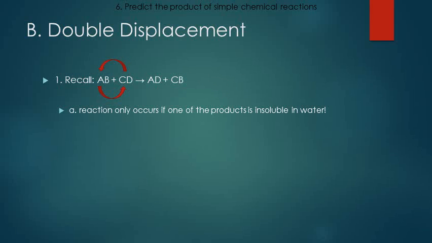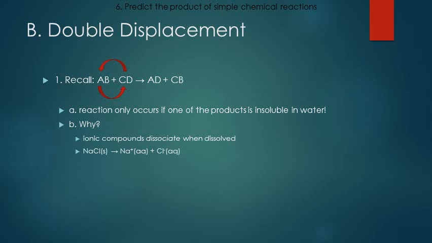However, this reaction will only occur if one of the products, so in this case AD or CB in our general formula, is insoluble in water. That's the only time this would occur. Now, that seems kind of like a funny stipulation, but there is a very specific reason for why that is. There's the question, why? Well, it goes back to the fact that ionic compounds dissociate when they are dissolved.